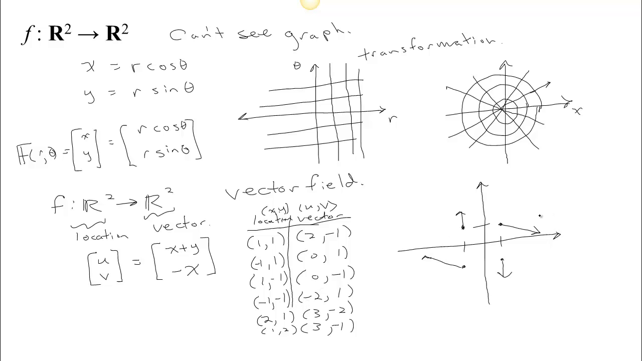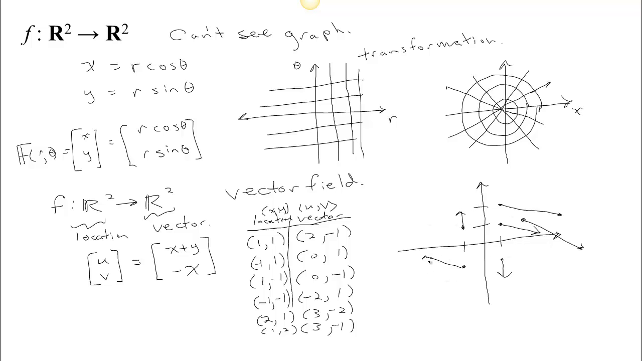At 2, 1, over 2, up 1, that's this location, the vector says go over 3 and down 2. At 1, 2, let's see, 1, 2 is up here, right? The vector says go over 3 and down 1. Plotting these points, we see for each location we have a vector.